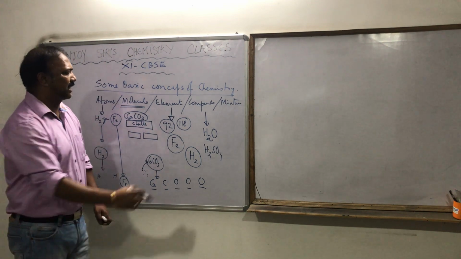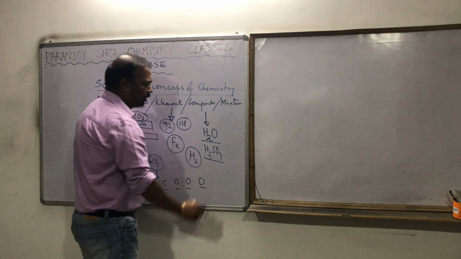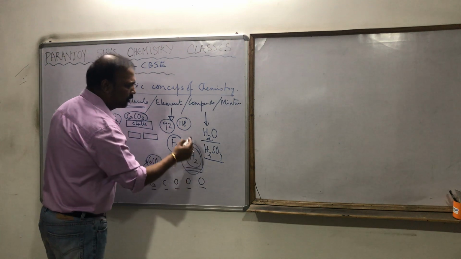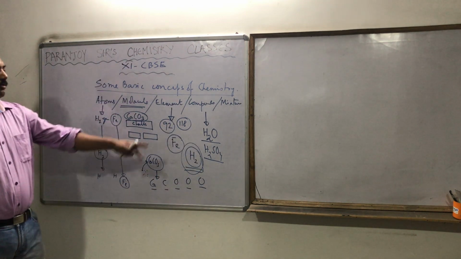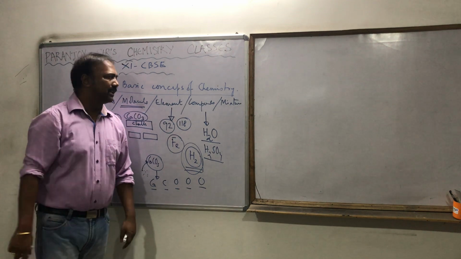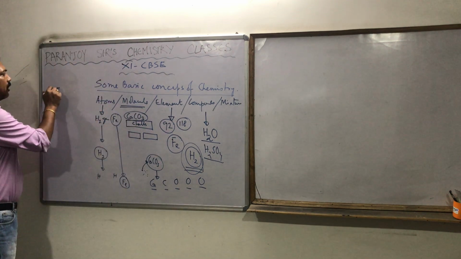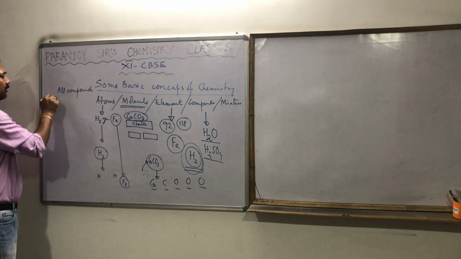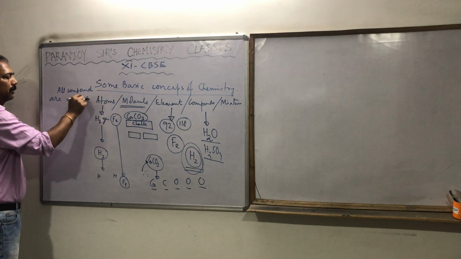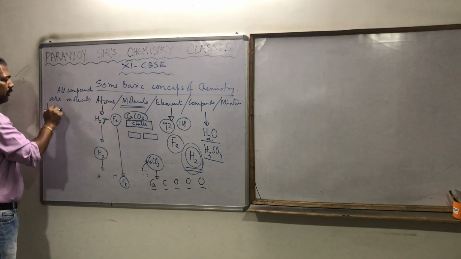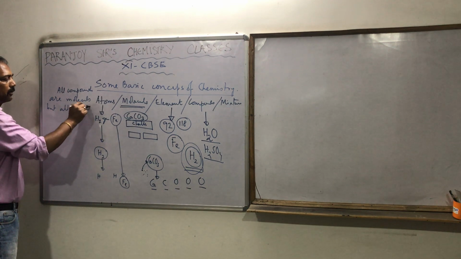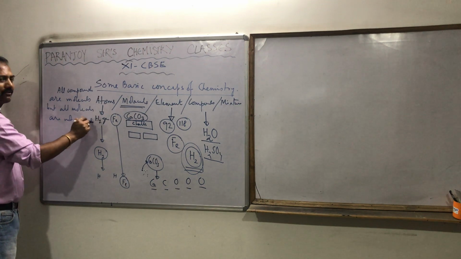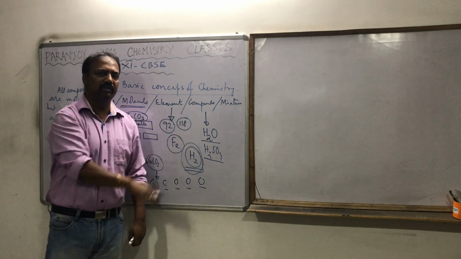So can I say that this is a molecule, this is a molecule, this is also a molecule, this is also a molecule, but is it a compound? Certainly hydrogen is not a compound, but water is a compound. So can I say that all compounds are molecules, but all molecules are not compounds? There is a very faint difference between the compound and molecule, and you must understand the logic of it.